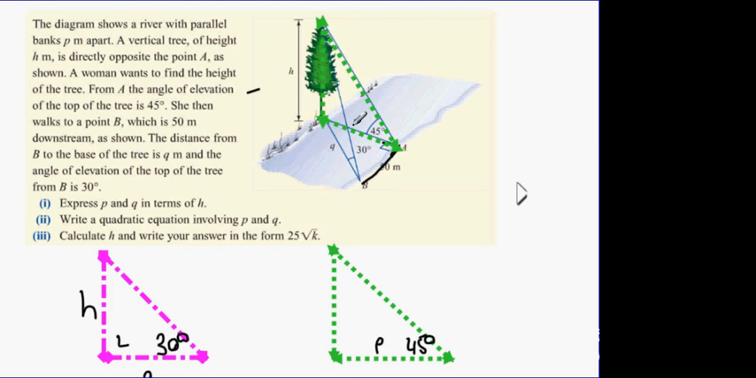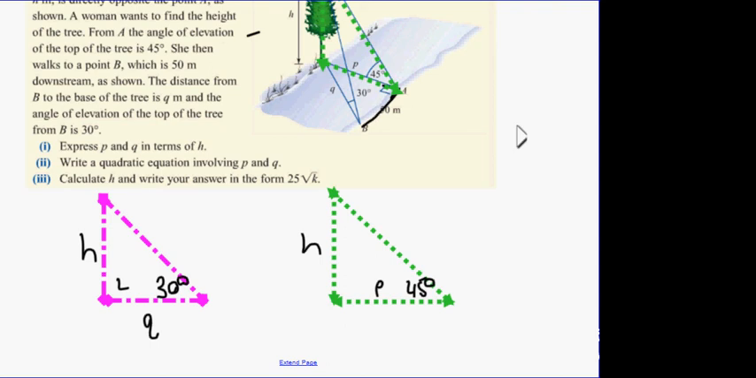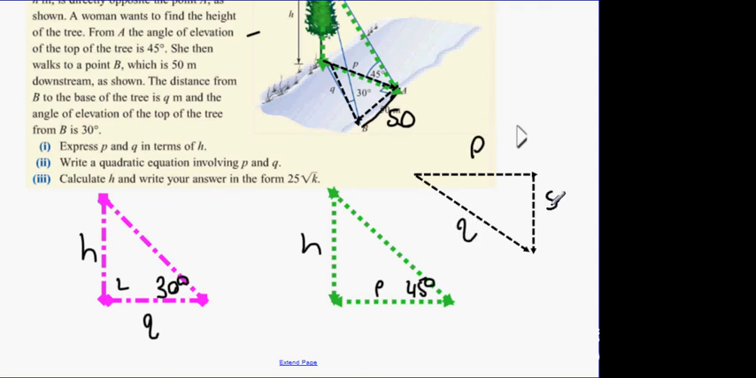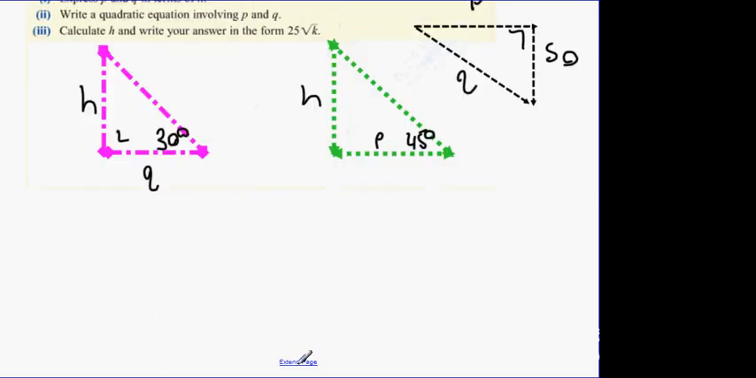The third and final triangle is on the bottom. Another right angle triangle. P and Q is the hypotenuse, okay, and 50 along here. So the third triangle is going to look like this. Okay, P, Q, and 50. Right angle triangle. Step 1. Express P and Q in terms of H. Here's Q and H here.